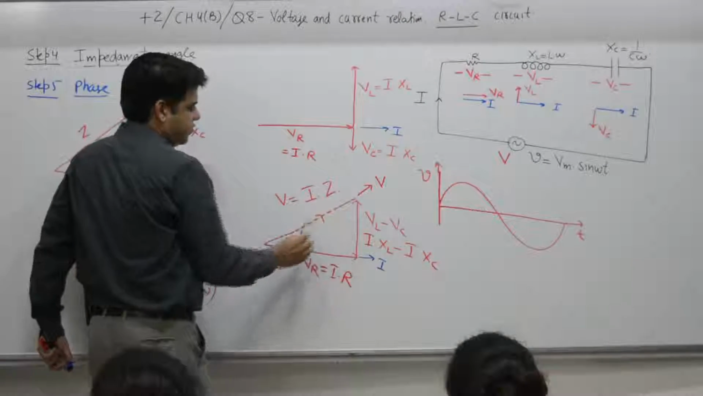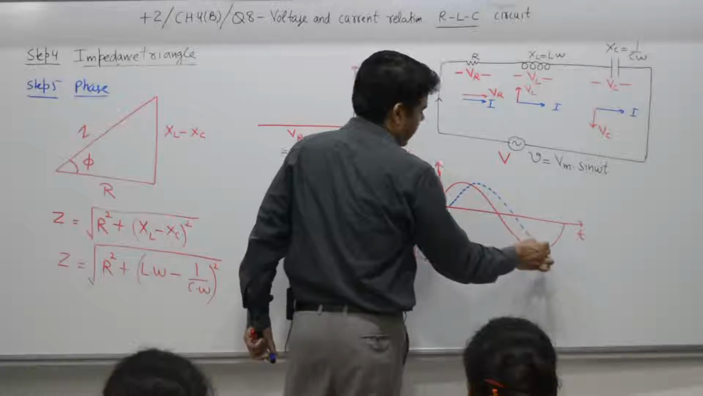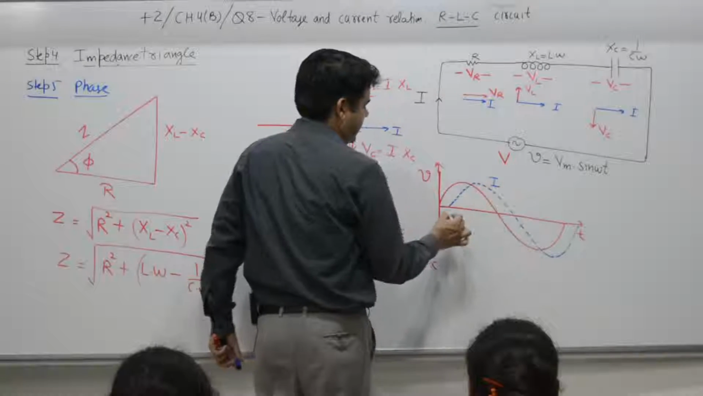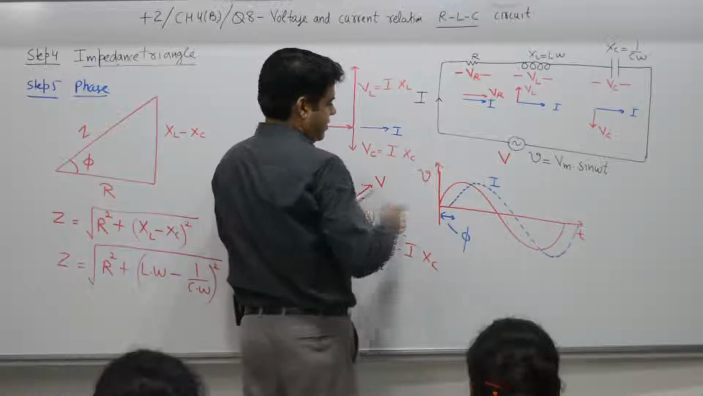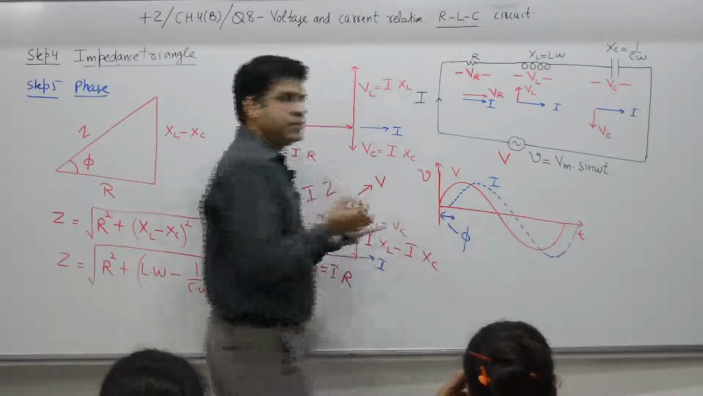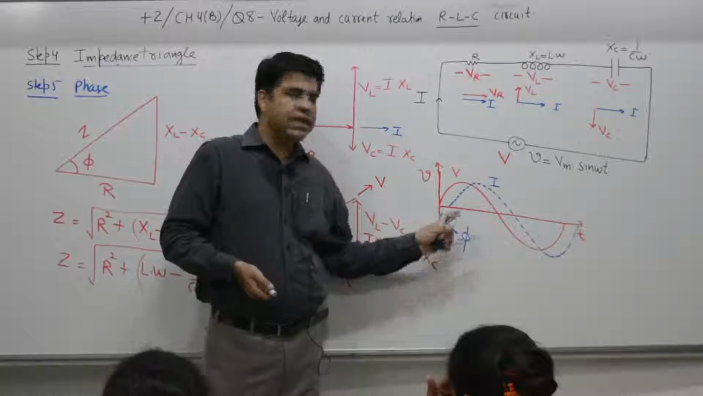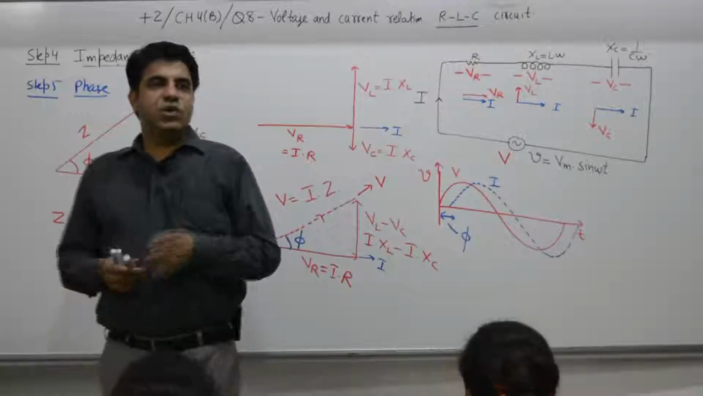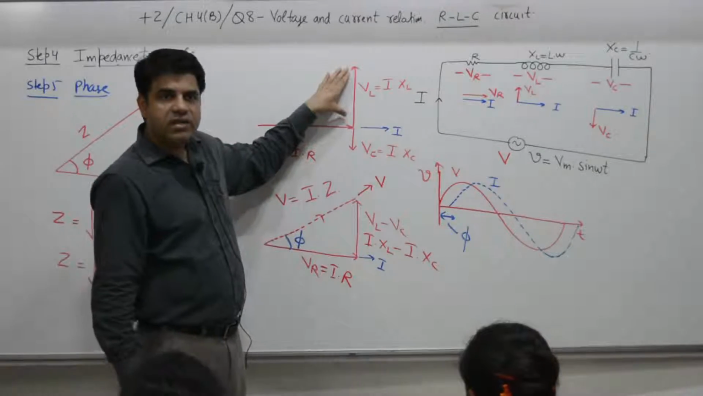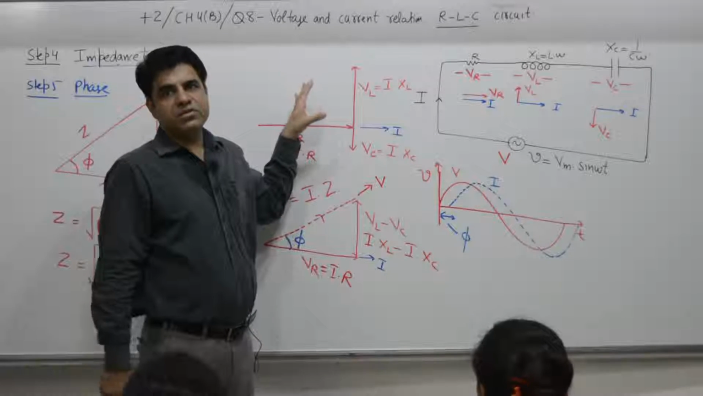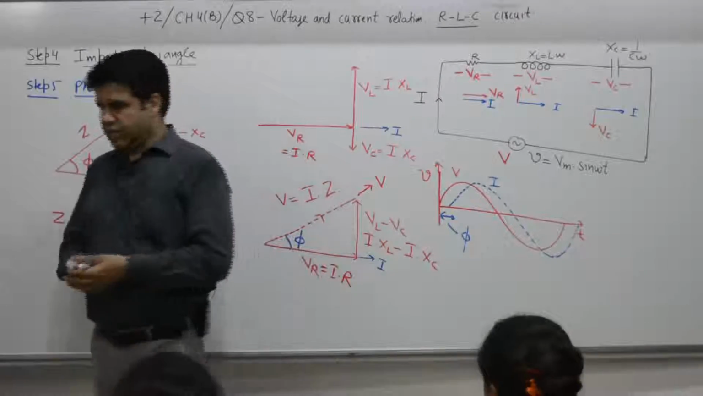Current lags voltage by what angle? Phi. So current lags, I lags voltage. This wave refers to what? Voltage. Current I, blue color, lags voltage by what angle? Phi. Why does it lag? Overall circuit is inductive in nature. If you make capacitance and inductance equal, it becomes resistive. Phi will become 0. If you make capacitive factor more than inductive factor, then current will lead. Time with you is 2 minutes to complete.